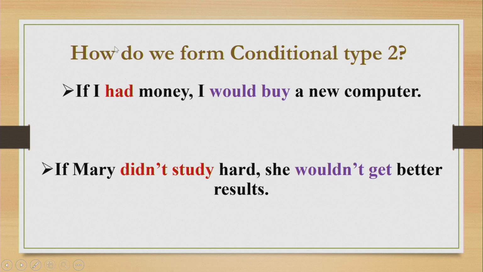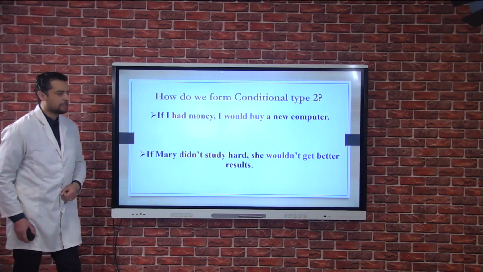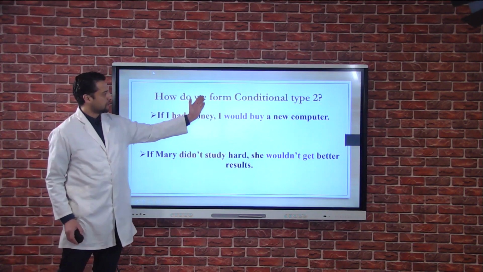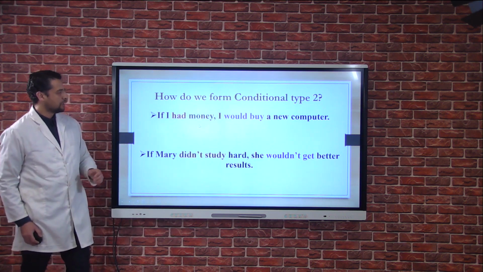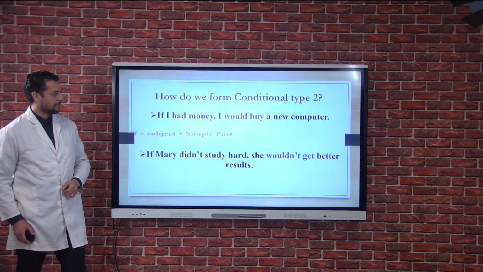We have here "get", and before it we have "wouldn't". So now it's up to you to tell me the rule: how do we form the conditional type 2? Without delay, let's have a look at it.